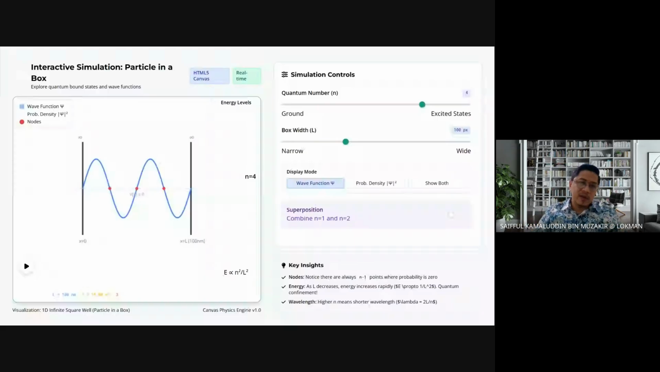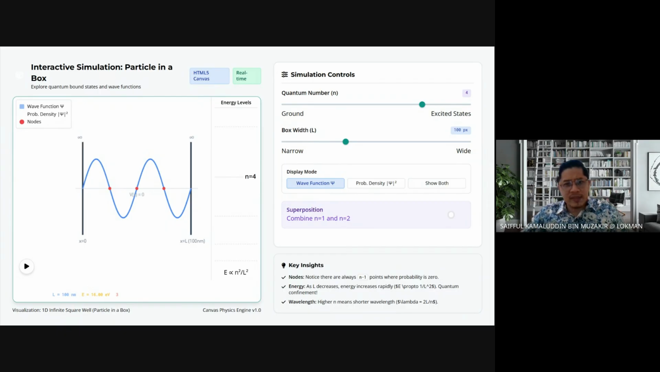So this is how the simulation works. Even though I don't ask you to calculate or memorize the wave function or the derivation of psi squared, you must know this. What is the connection between the quantum number?